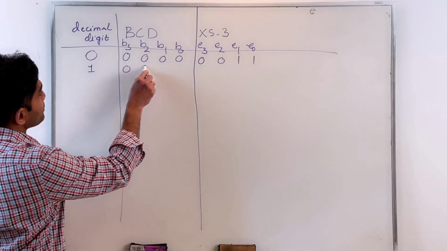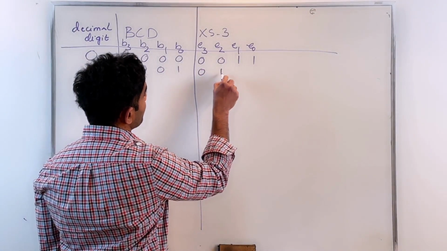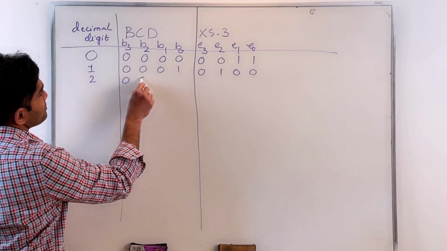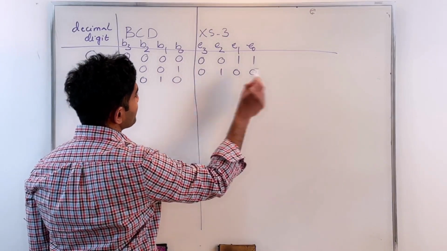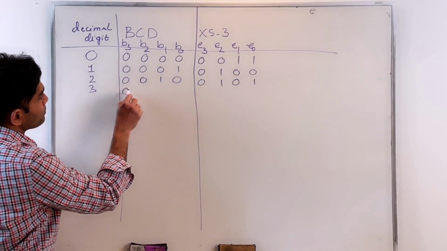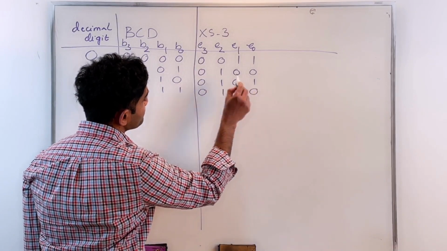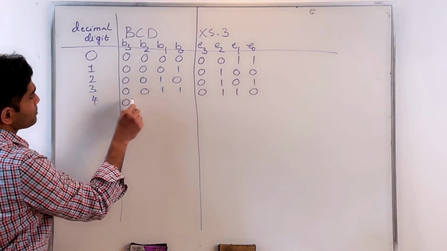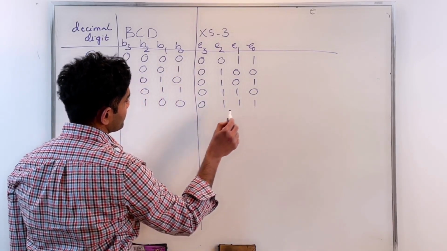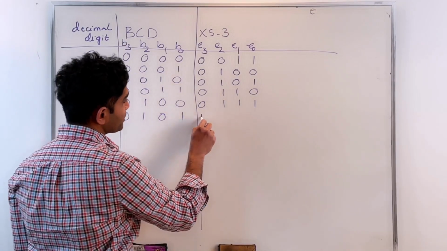So 1 will be 0, 0, 0, 1. Add 3 to that, I would get 0, 1, 0, 0. 2 would be 0, 0, 1, 0. And XS3 code would be 5. 3 would be 0, 0, 1, 1. XS3 code would be 0, 1, 1, 0. 4, 0, 1, 0, 0. Corresponding XS3 code will be 0, 1, 1, 1. 5, 0, 1, 0, 1. Corresponding XS3 code is 8.